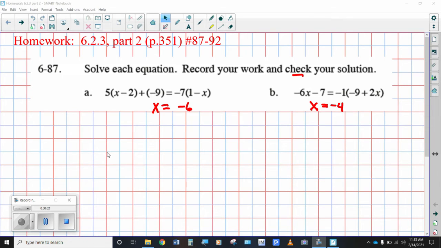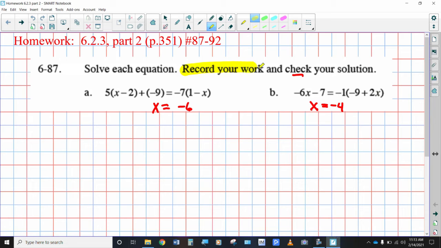Let's take a look at our homework for lesson 6.23 part 2. These are problems 87 through 92. Problem 87 says to solve the equation, and it's very important. You know, we are getting to that point where we're not going to try and do this mentally. You've got to record your work.